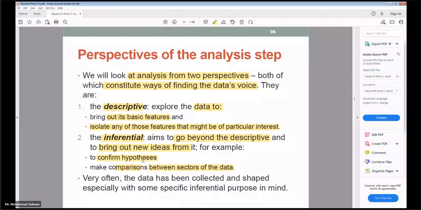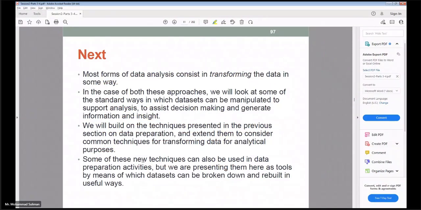Most forms of data analysis consist of transforming the data into summaries. In the case of both of these approaches, we look at some of the standard ways in which a data set can be manipulated to support the analysis, to assist decision making, and to generate information and insight from the data. We'll build on techniques presented in the previous section, which is the data preparation, and we will also consider some techniques which are also used in data preparation.